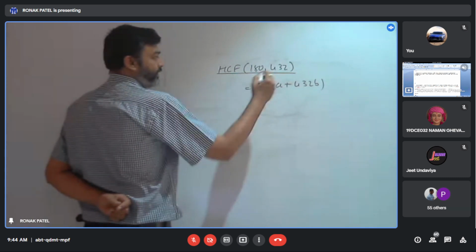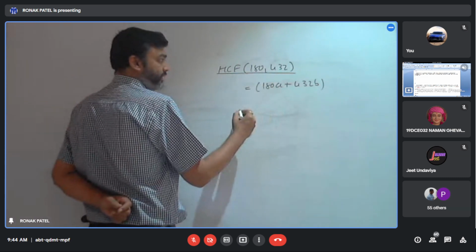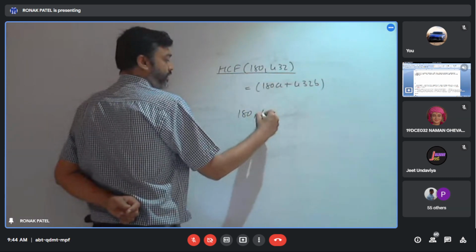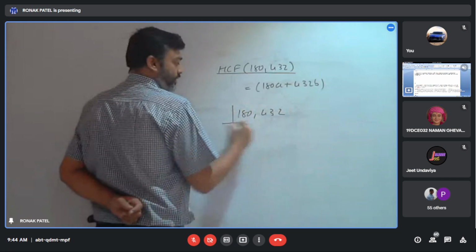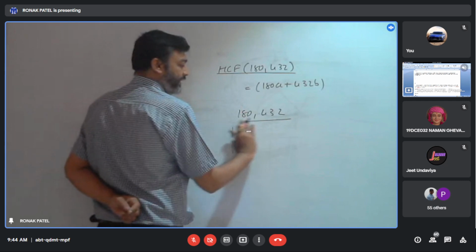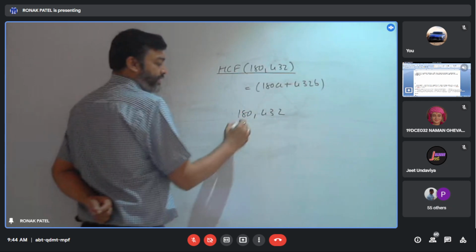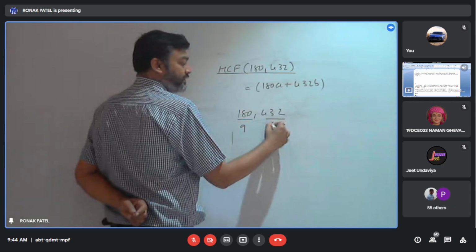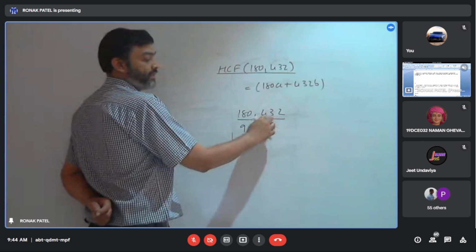If we just look at 180 and 432 HCF, either you can go with this method or you can find out factorization. My personal method is factorization. I'm not going with this one. Like I can see this is divisible by 9. This is also divisible by 9, because 4 plus 3, 7 plus 2, 9, 9.